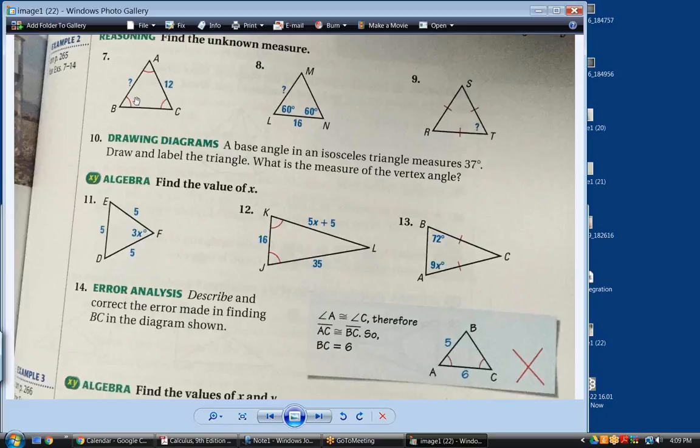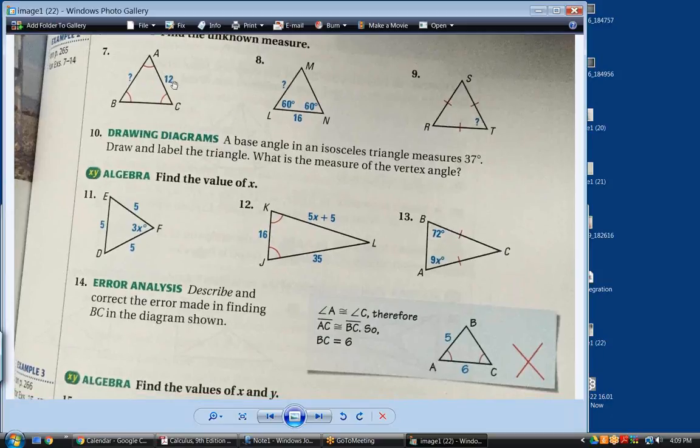Find the unknown measure. For 7? Oh, that's just 12. All three sides are 12, right? Yeah. Because when you have three angles that are all equal, they have to be 60. That makes it an equilateral triangle, and an equilateral triangle has three sides that are the same. Yep. About 8.